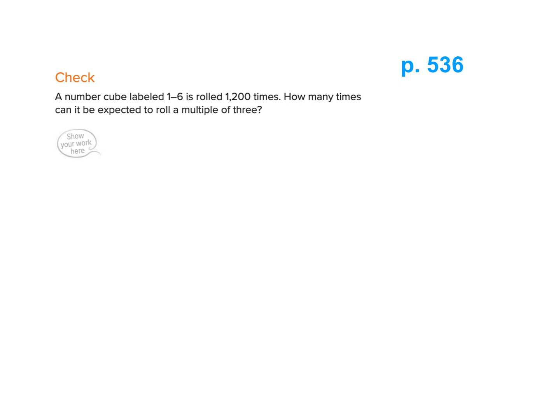All right, last one is the check on page 536. Why don't you guys go ahead and try it? It says a number cube labeled 1 through 6 is rolled 1,200 times. How many times can it be expected to roll a multiple of 3? All right, well, multiples of 3 are like 3, 6, 9, 12. On a dice, it only goes up to 6, though, so there's 2 multiples of 3. So that means I have a 2 in 6 chance.